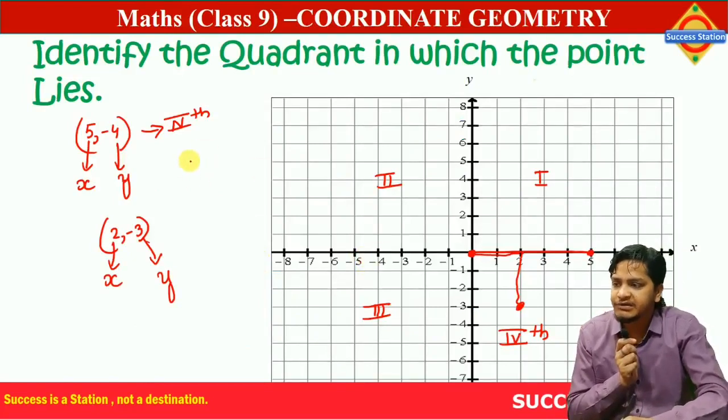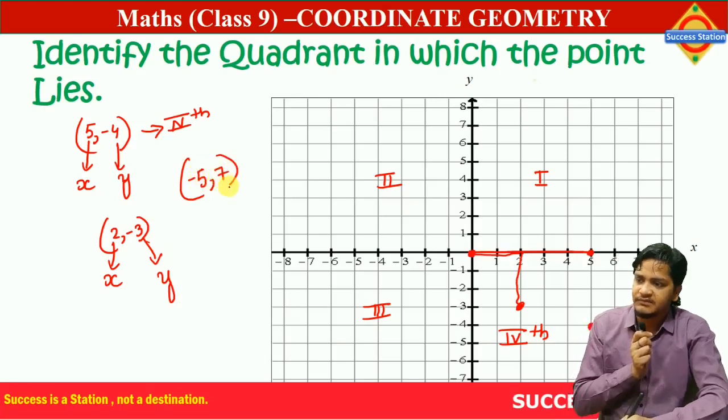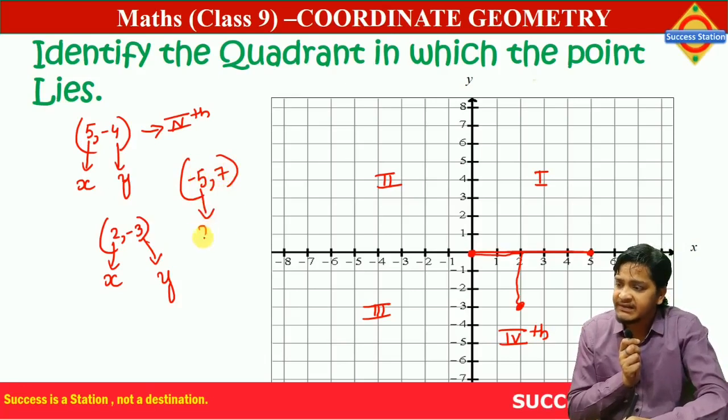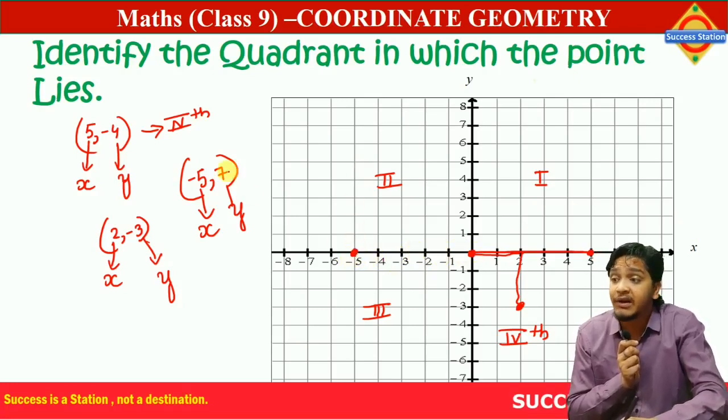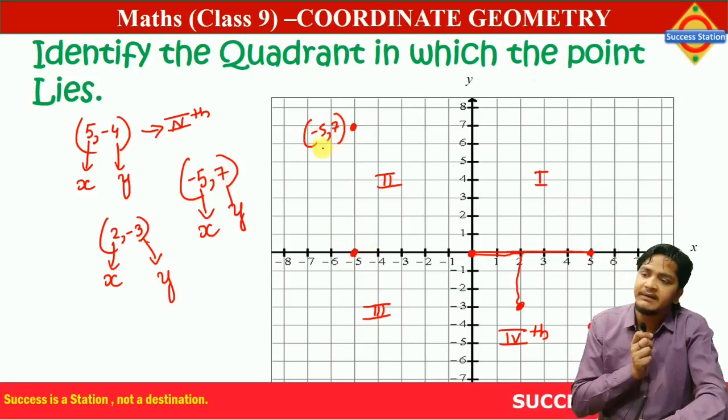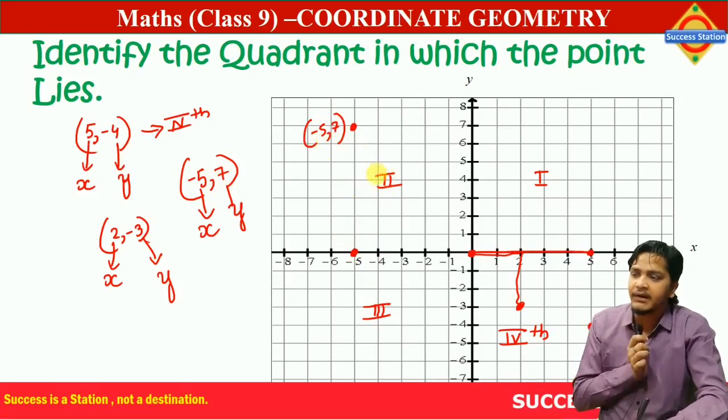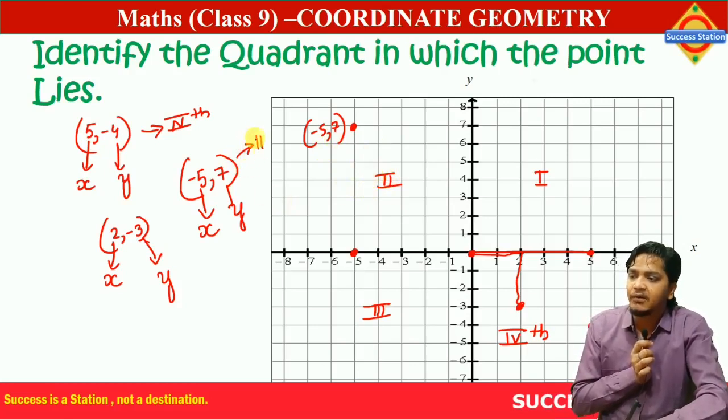Now if the question says minus 5, 7, first is x, second is y. From the origin, minus 5 is over here. We travel till here in x, then in y, is it positive or negative? It is positive, so we go upward 7. Your point is located here. This is minus 5 comma 7, in the region of the second quadrant. Thus the answer will be second quadrant.